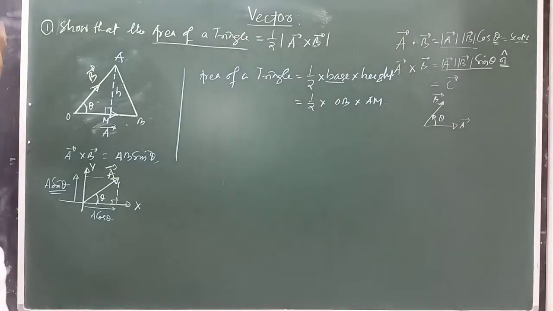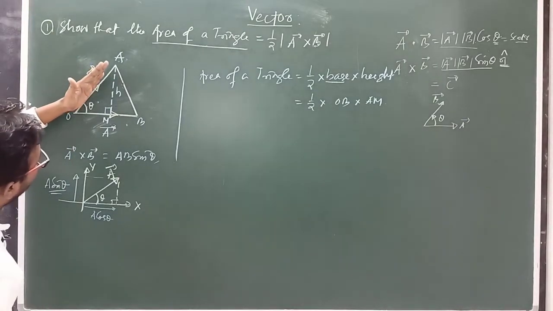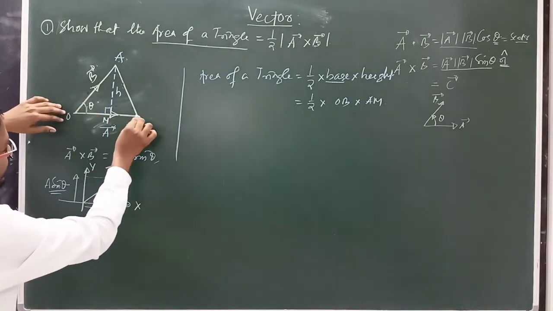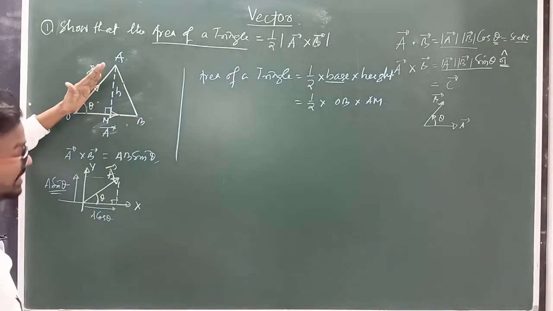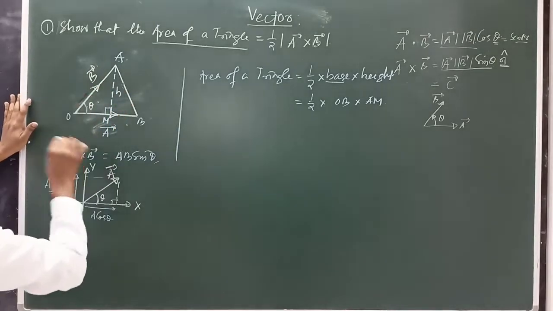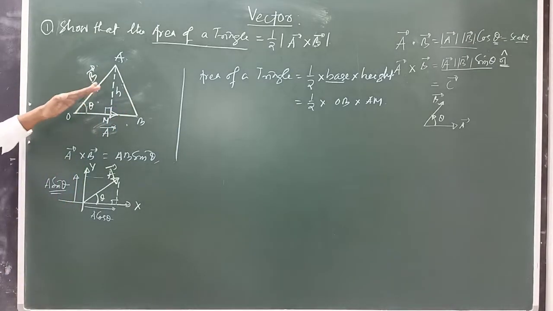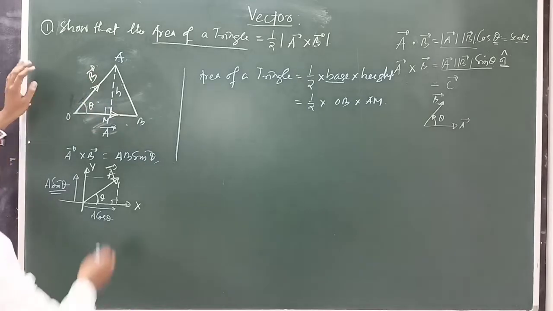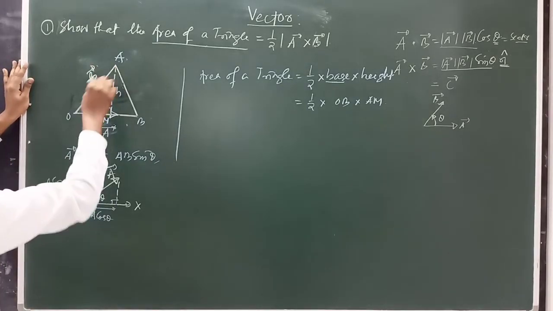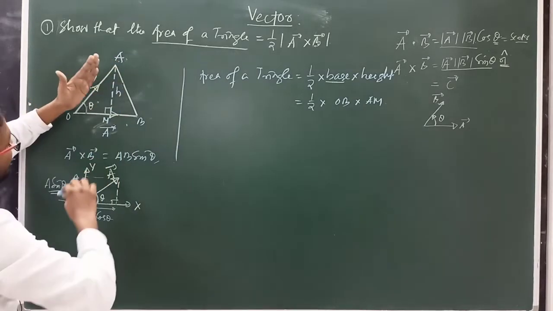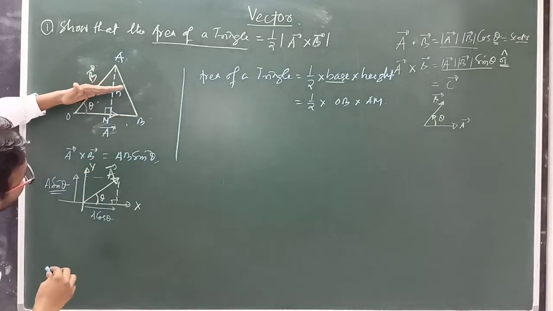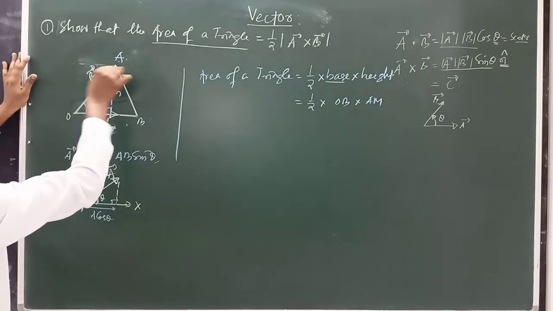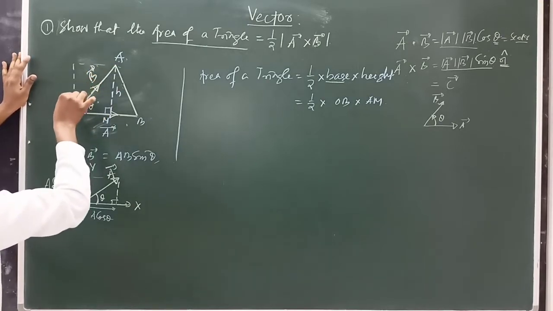So first, this is vector B and here vector A, and B makes an angle theta with A vector. Clear? So first we have to draw the rectangular component of B vector along the x-axis, and its perpendicular component to A vector. So first we have to draw the rectangular component of B vector along this direction, and its perpendicular component you can draw like this.